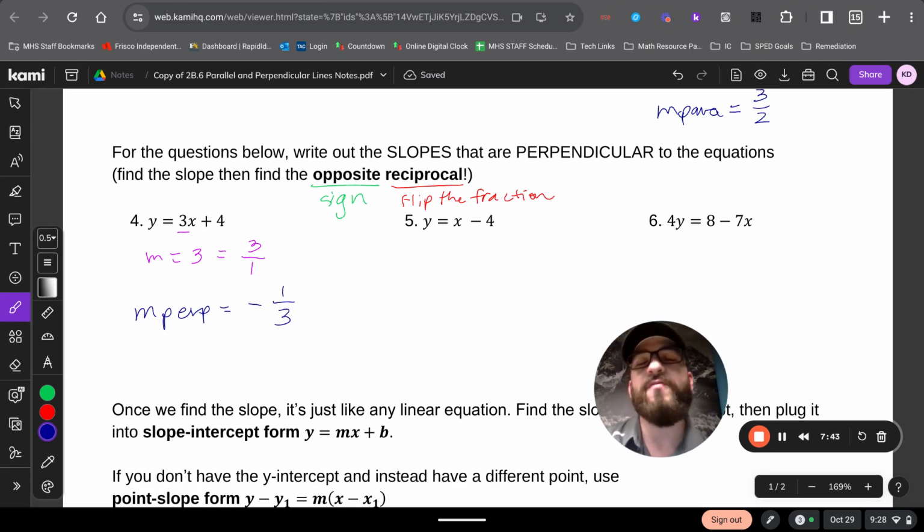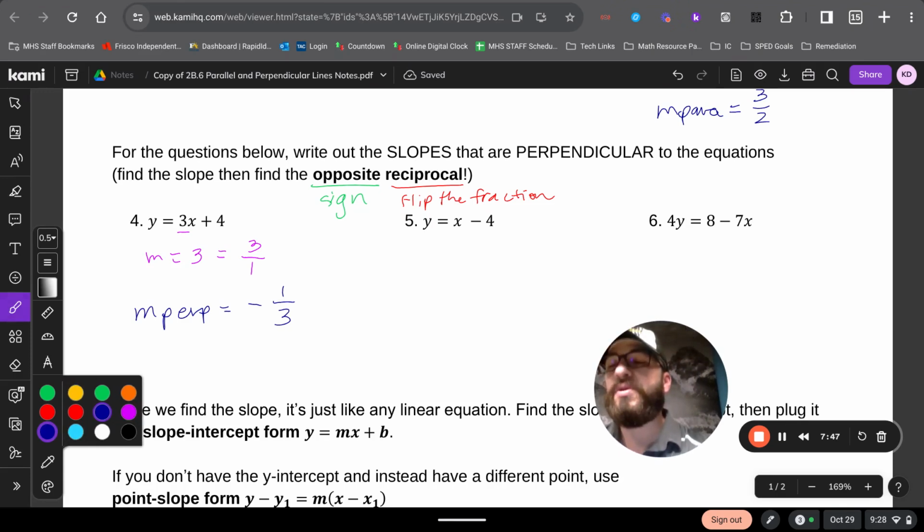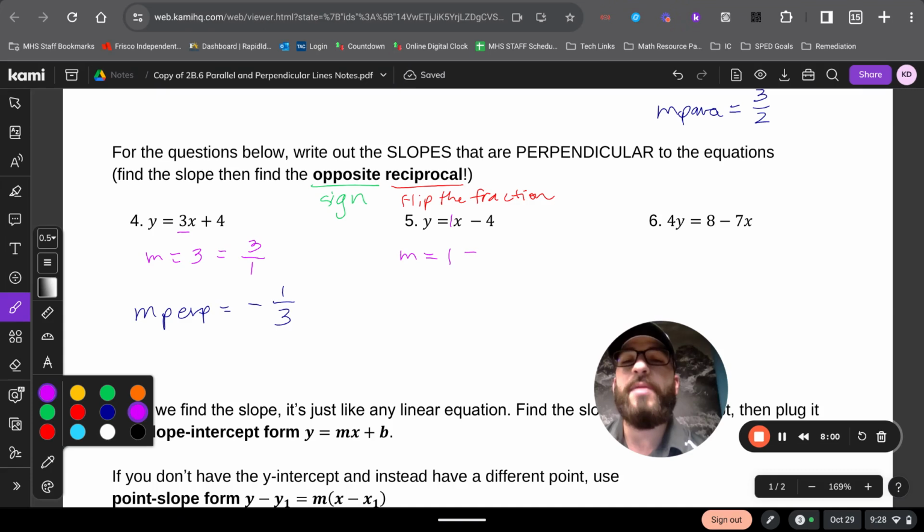So on number 5, we have y is equal to x minus 4. This is in slope-intercept form, but you might notice there's not a number there in front of x, and that's because we get lazy as mathematicians and we don't write that 1 that's in front. So that means our slope is 1. And just like I did last time, I'm going to go ahead and write that in rise over run form, so as 1/1.